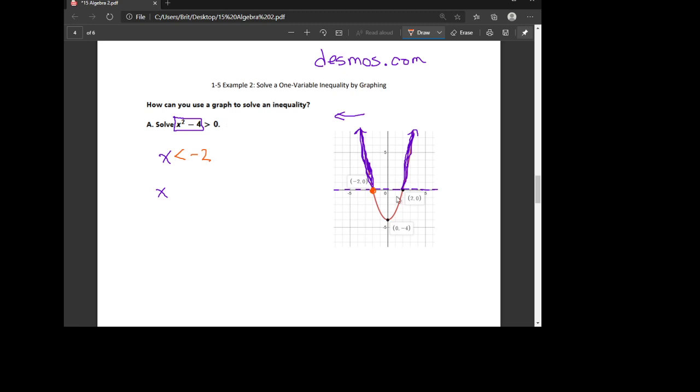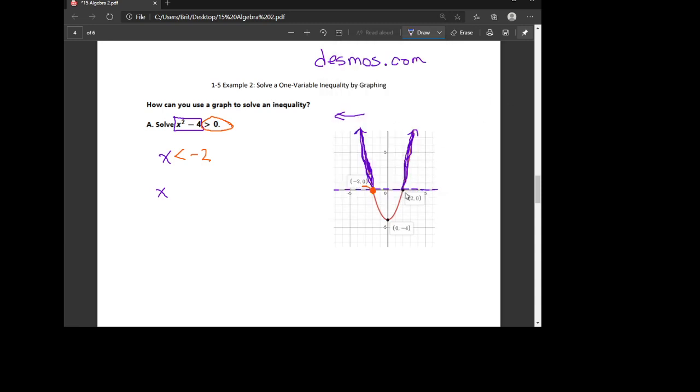Now, we have to figure out whether we're going to include that point, negative 2, 0. And so we're actually looking back at our main inequality up here. It says that it has to be greater than 0, not greater than or equal to 0. So I'm not including this point right here because it equals 0, and the main inequality doesn't say that it can equal 0.